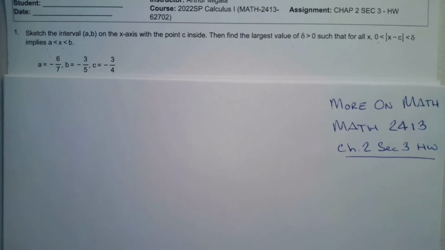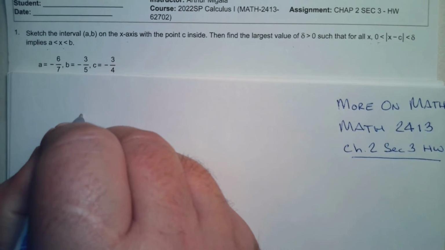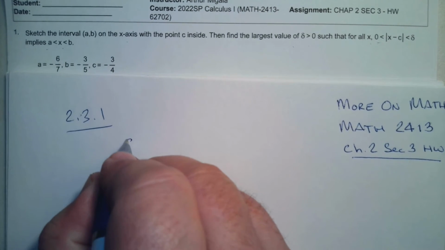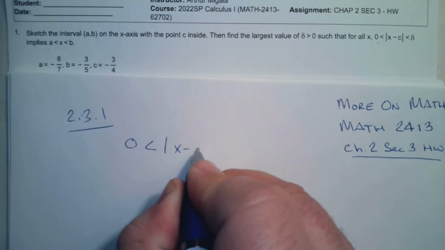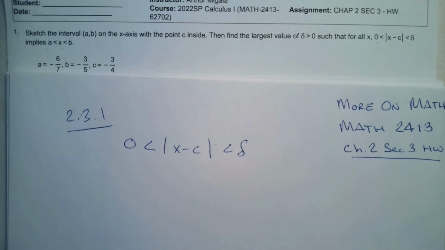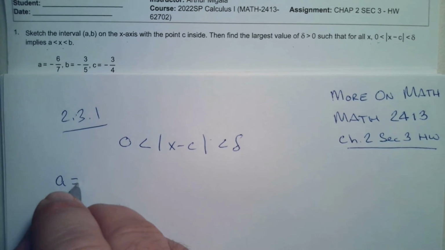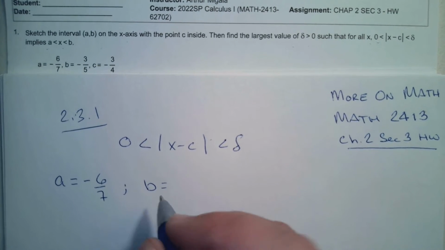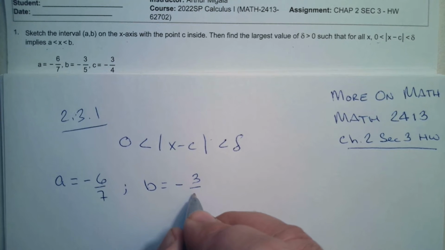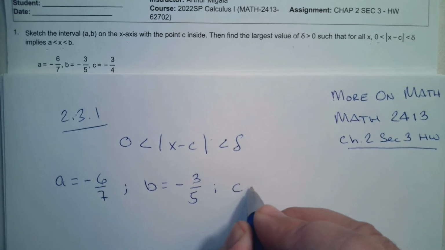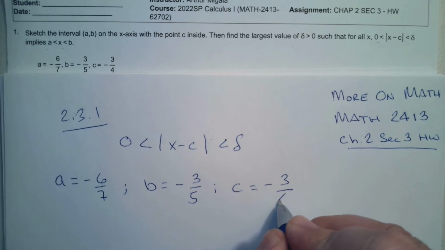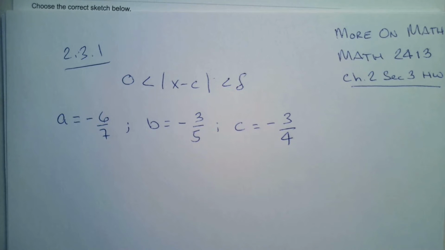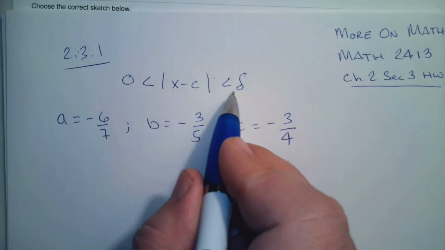Let's see here. This is 2.31. So that's what we have to find given this information. A equals negative 6/7, B equals negative 3/5, and C equals negative 3/4. Alright, so we begin. Let's look at this equation here.